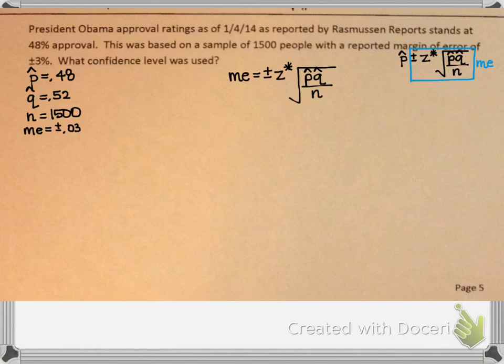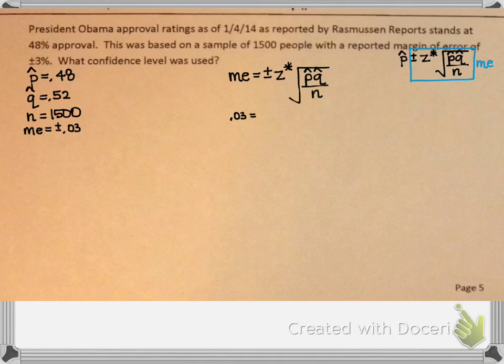Well, they gave me almost all of these things, so I'm just going to plug everything in where it goes. So the margin of error is plus or minus 0.03. The right-hand side is plus or minus, so I don't really need the plus or minus because it actually includes both sides. So I can cancel those guys out. I'm just going to do 0.03 equal. So I dropped the plus or minus on the left, and I'm going to drop the plus or minus on the right.